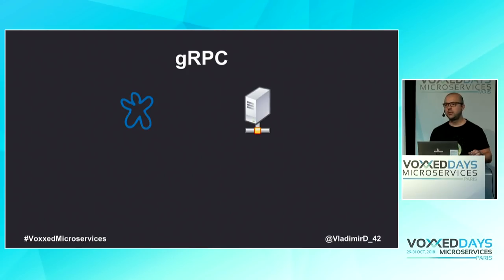Communication in the case of gRPC is happening asynchronously, and basically the client and server are sending messages in both ways. In case of error, the server will inform the client that there was an error. And let's look at what that communication looks like.